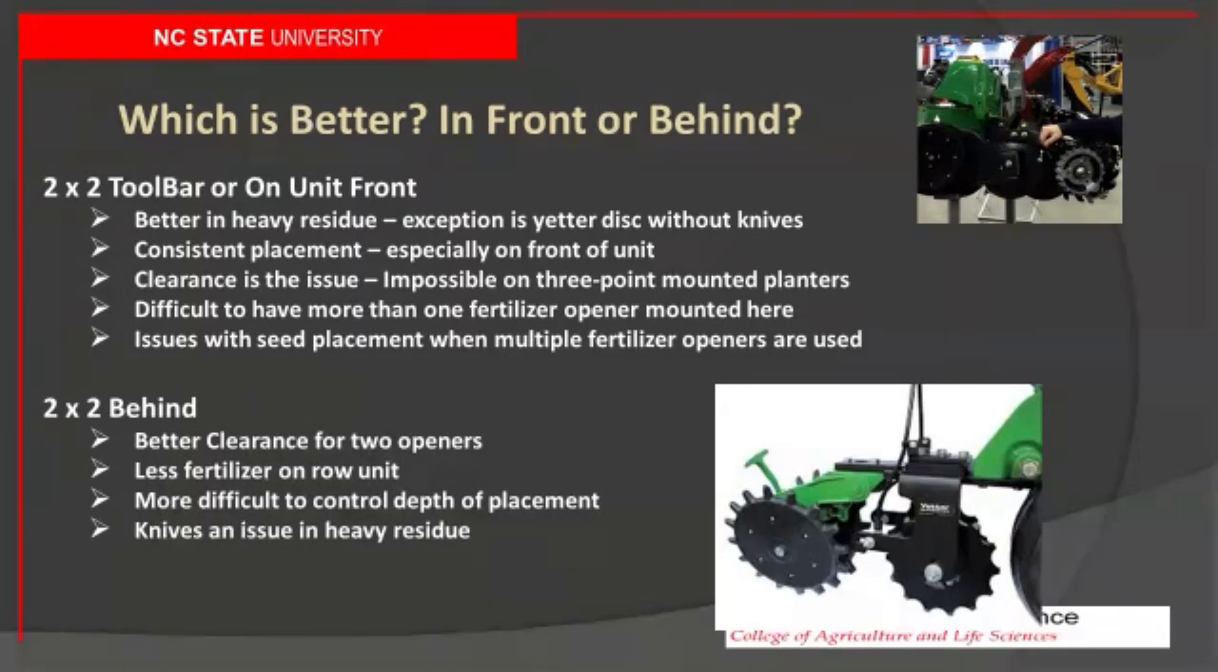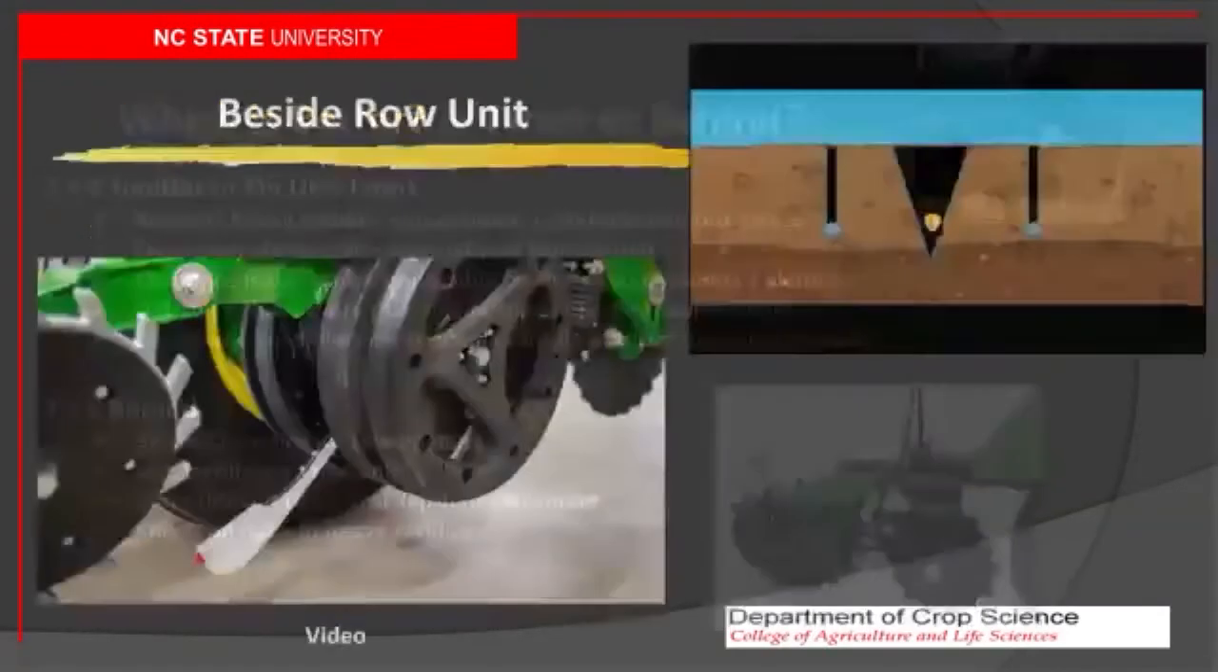Behind, we certainly have clearance. We have the fertilizer behind the unit, so changing these tubes and orifices is much easier on these units. We get less fertilizer on the seed depth wheels. We do get some on the closing wheels. They're more difficult, though, to control the depth of placement. And certainly, I have not found a unit where I can use a knife in residue with these types of behind-the-unit systems. So those are the problems that I see technology-wise right now.